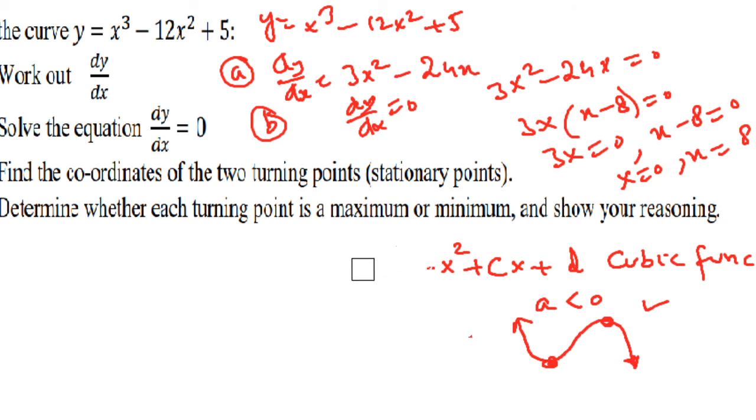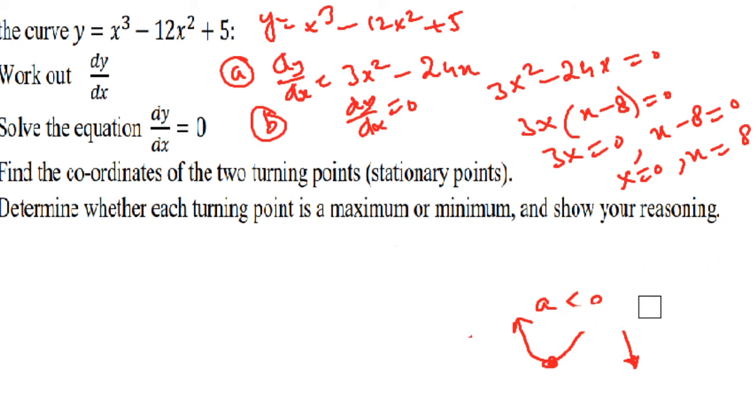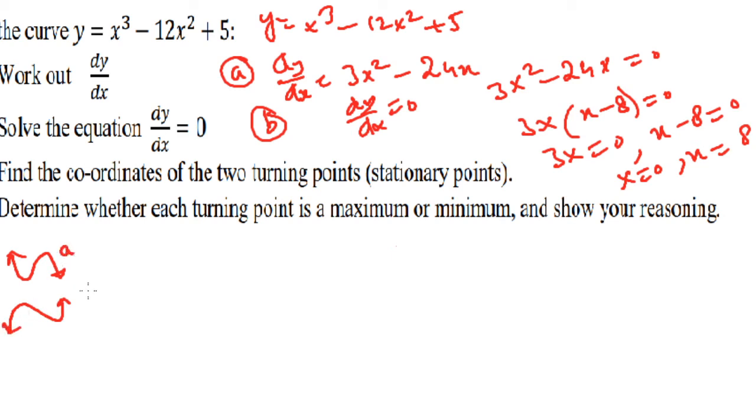Look at the function. The function is x cubed minus 12x squared plus 5. Now tell me, the curve is in which form? Either this will be in this form or this will be in this form. This is case A, this is case B. Will the curve be in shape A or shape B?